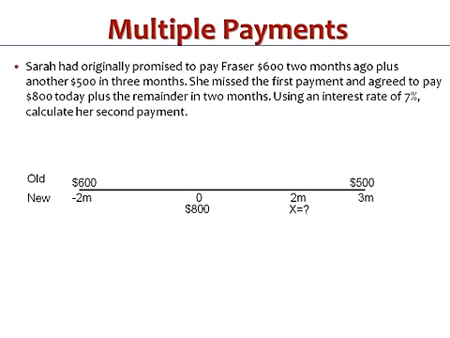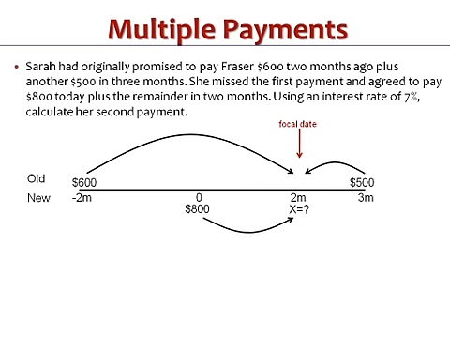Okay. Now, we need to pick a focal date to do our math at. And I'm going to pick 2 months. That's where X is. So that's kind of a good one to work with. It'll make my math a little bit easier if I do that. So now that I've got a focal date, I have to move everything to the focal date, and then I can do the math part. So 600 has to come forward, 500 has to come backward a month, and the 800 has to come forward 2 months. Then I can take the top, the old payments, and the bottom, the new payments, set them equal to each other, and solve for X. That's what I'm going to do.